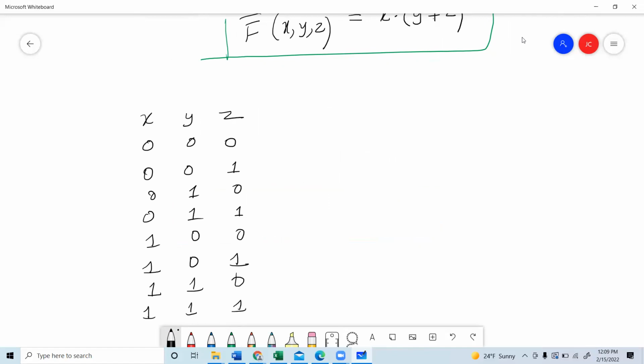Now we can write x bar, y bar, z bar because I need that. So x bar, y bar, z bar. That is exactly opposite of this. What is the value of x? Inverter, right? This is going to be 1. This is going to be 1. This is going to be 1. This is going to be 1. This is all going to be 0.